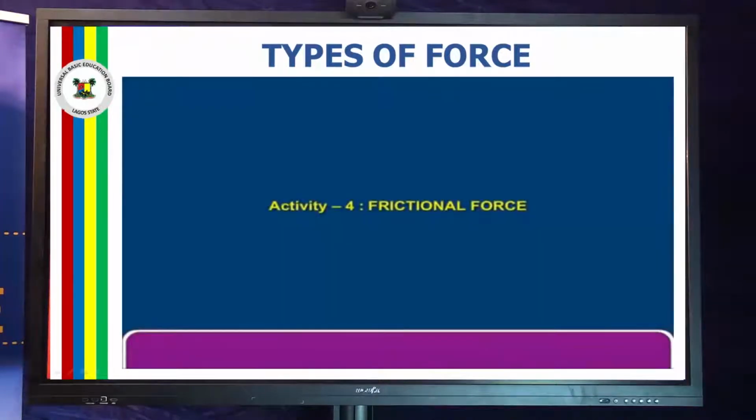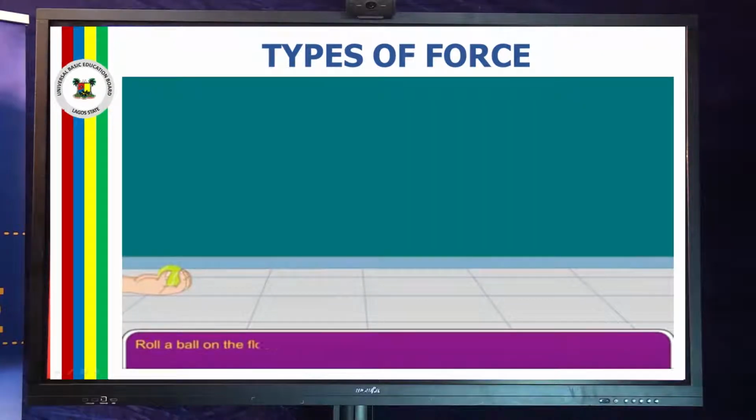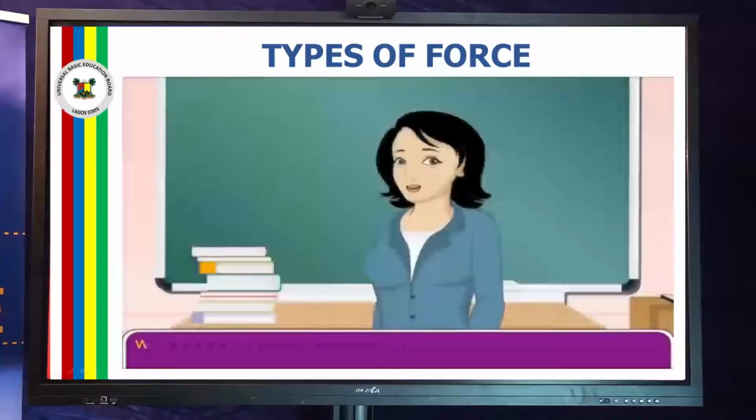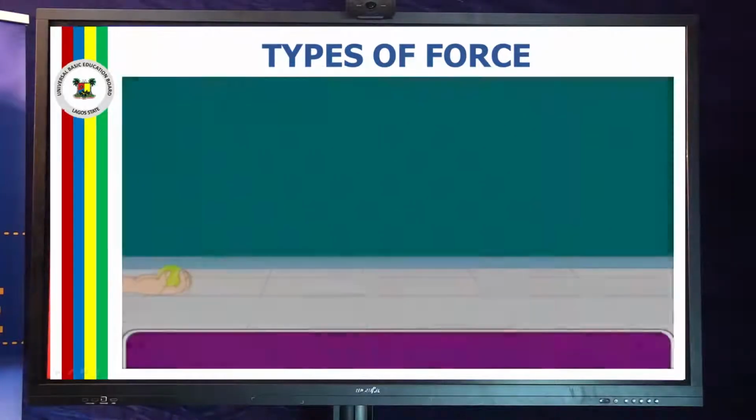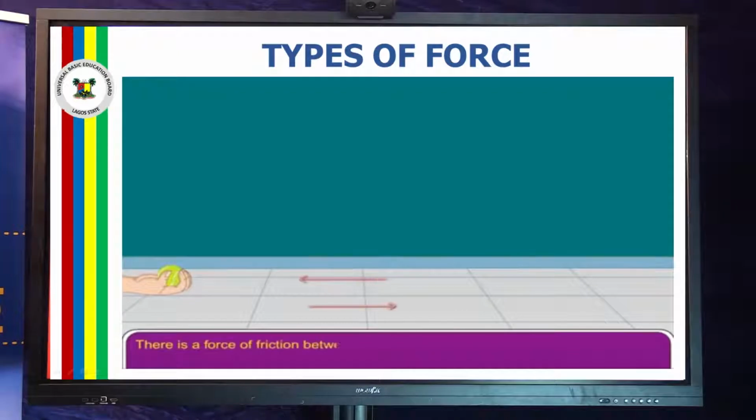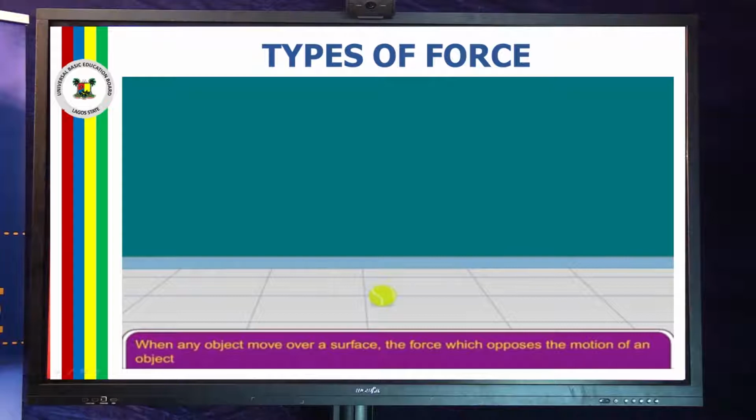Activity 4. Roll a ball on the floor. After some time, it stops, though no force is applied. What makes the ball stop? There is a force of friction between the surface of the ball and the surface of the floor. It is this force of friction that makes the ball stop after some time. When any object moves over a surface, the force which opposes the motion of an object is called frictional force.